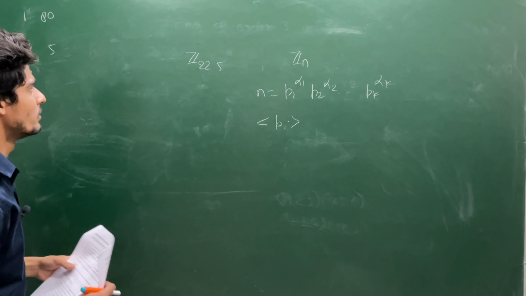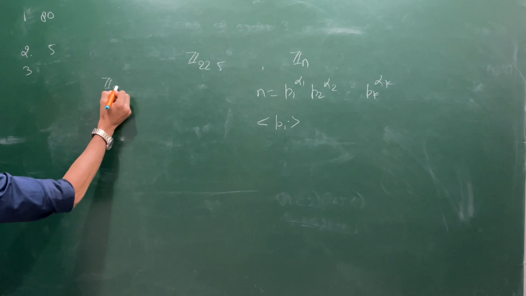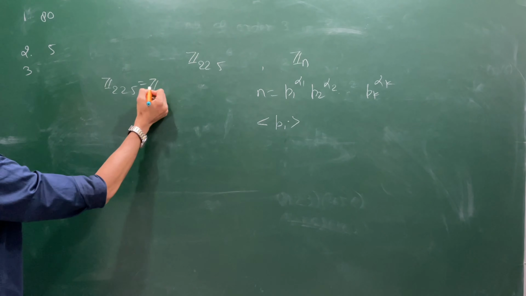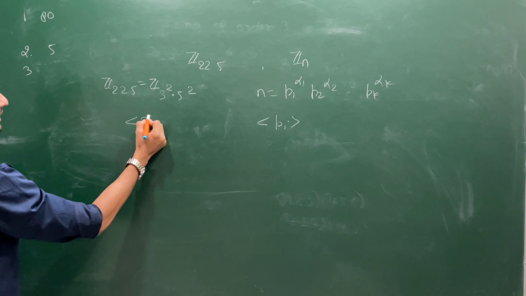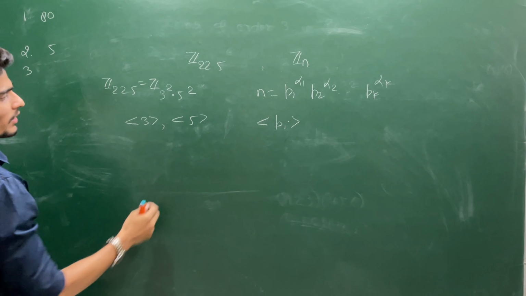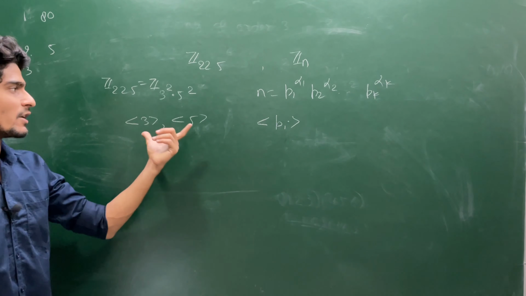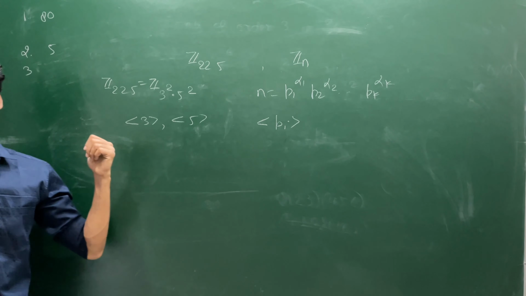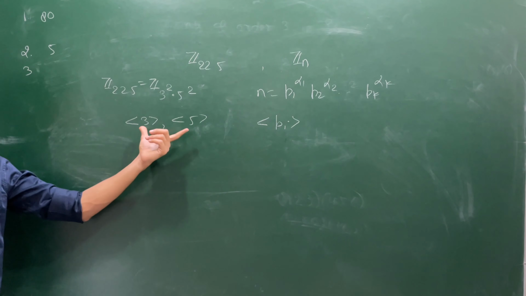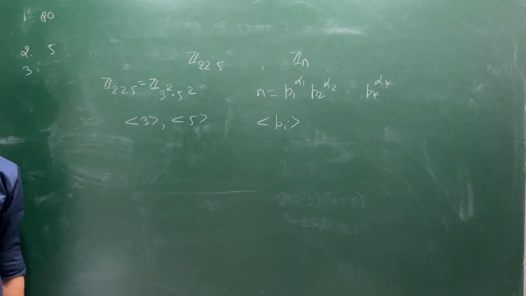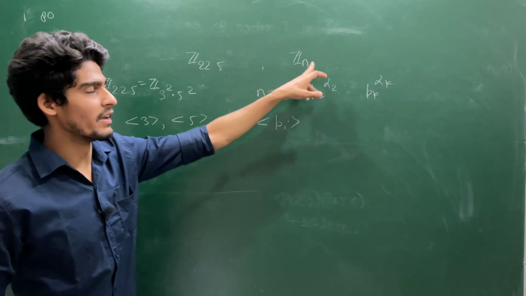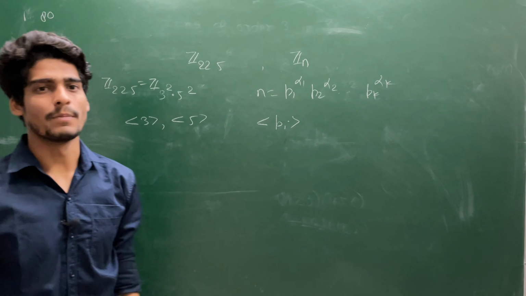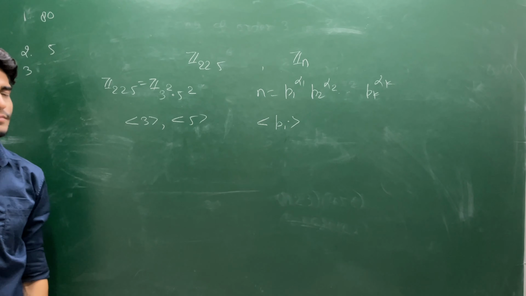For example, if you see Z2 to 5, you can write the prime factorization. It will be 3 square into 5 square. Then you choose the ideal generated by 3 and the ideal generated by 5. These two are maximal ideals. These are not contained in any other proper ideal. They are contained only in themselves or in the ring itself. So these two are maximal ideals. And in a commutative ring with unity, every maximal ideal is a prime ideal. That you know.